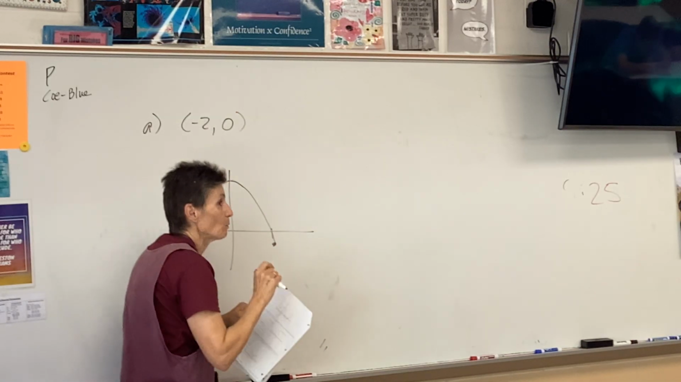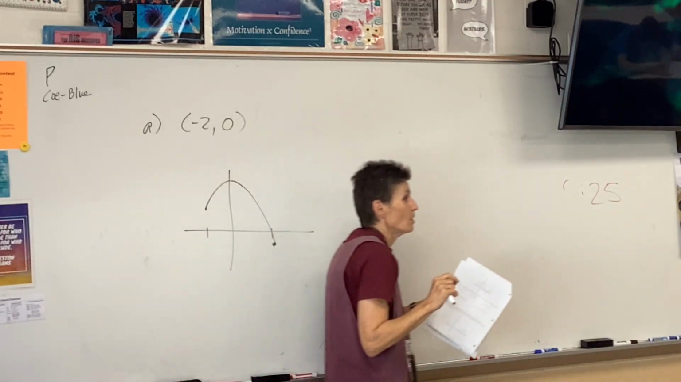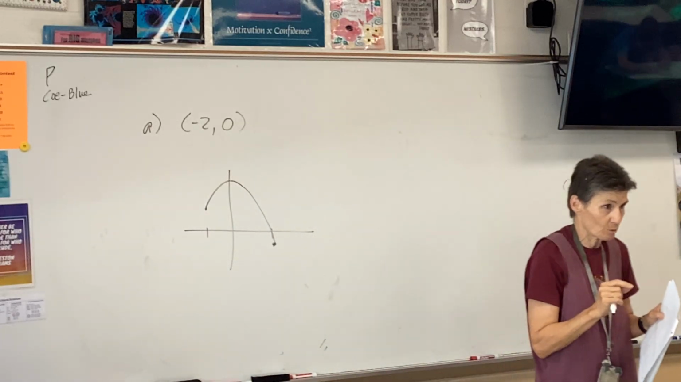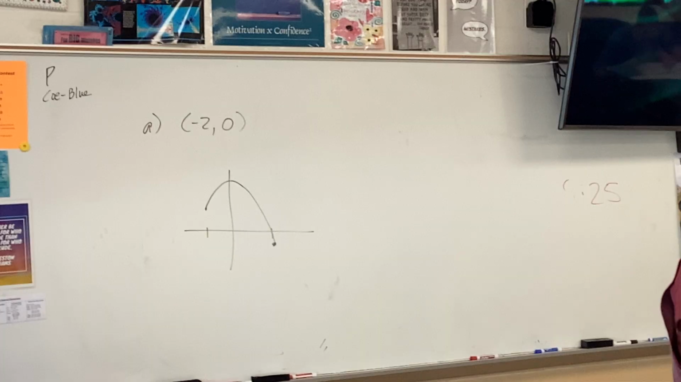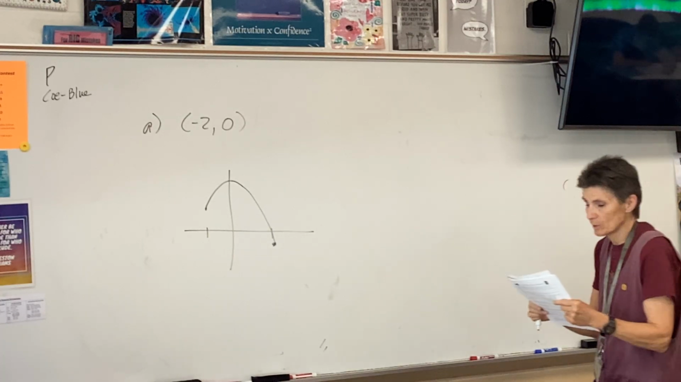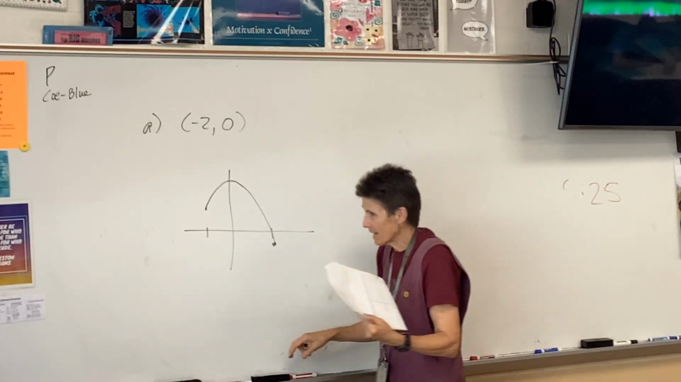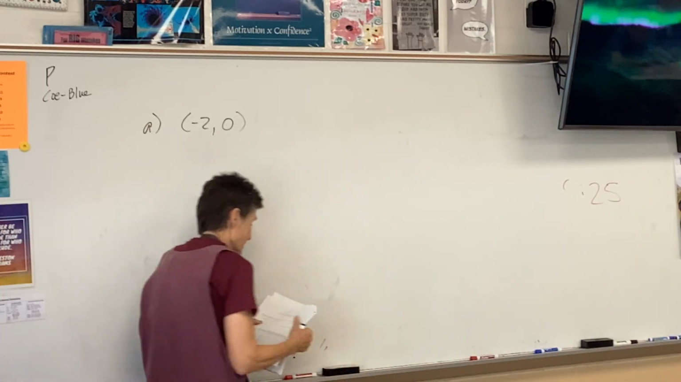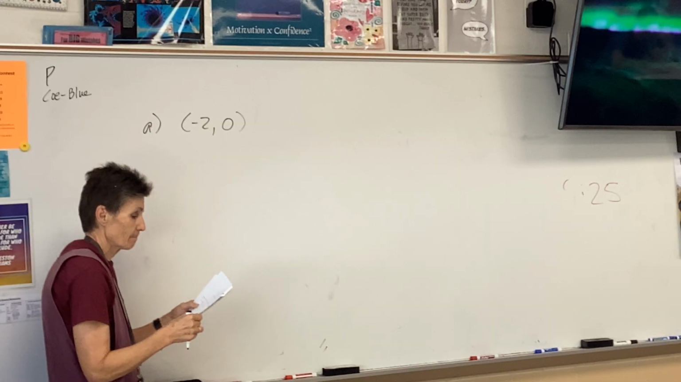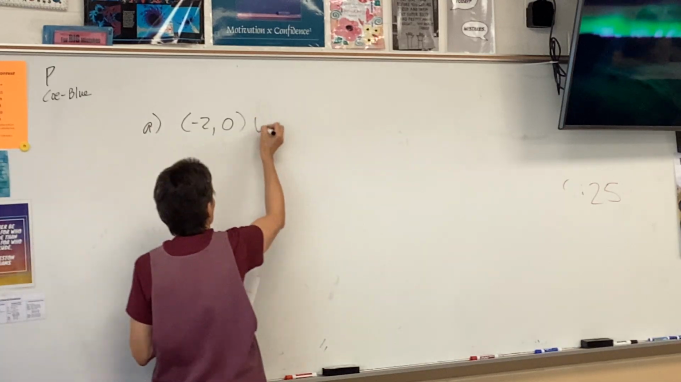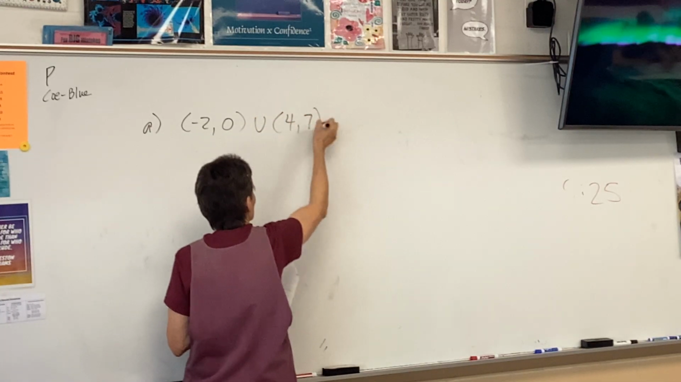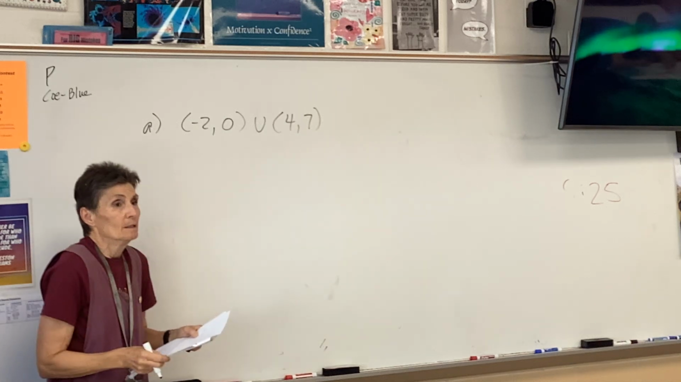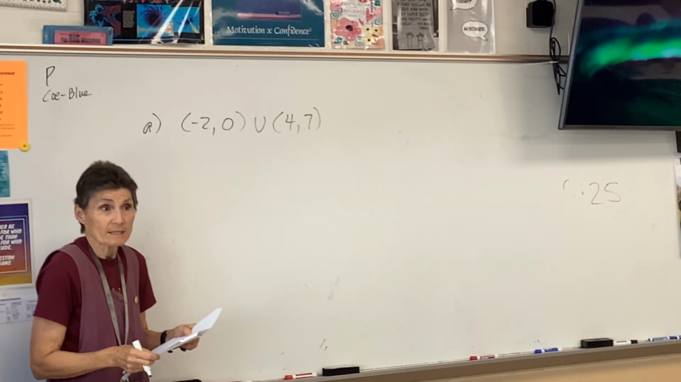Remember, when you write an interval like this, we're talking about x values. We're talking about going left to right, so we're looking at the x's. So would you agree -2 to 0? Is there any other part of the curve that is increasing? 4 to 7? And that's it for increasing?